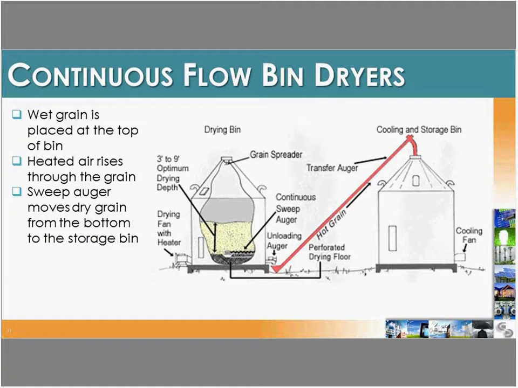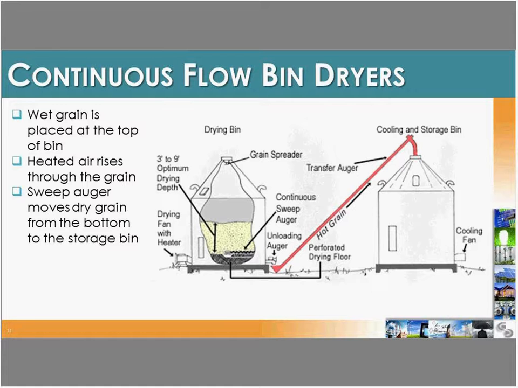As the heated air rises through the grain during that drying, it picks up moisture and preheats the wet grain. There's an automated control system that periodically will sense the grain moisture, and if that grain is dry, that sweep auger we spoke of earlier makes one full rotation on the bottom of the bin to remove a layer of dry grain from the bottom up to a storage bin.